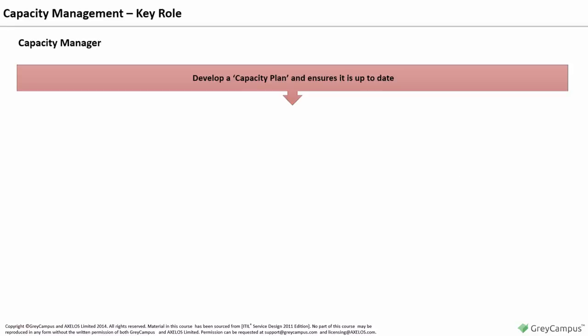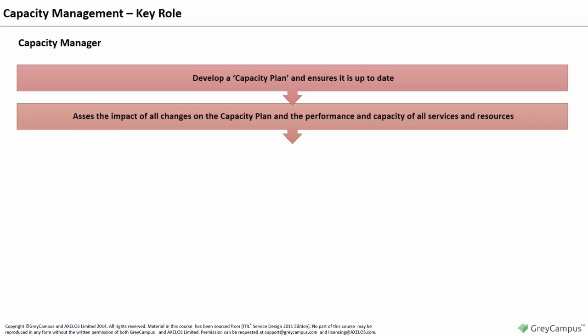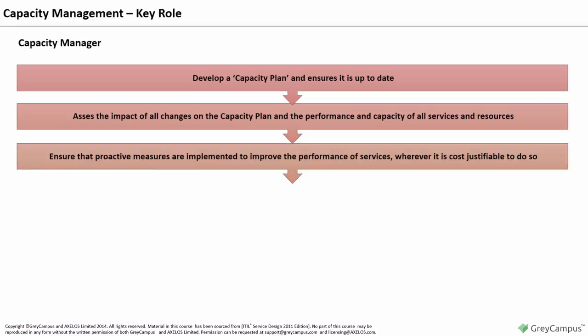The key role is capacity manager, who manages activities like developing a capacity plan and ensuring it is up to date, assisting with the diagnosis and resolution of performance and related incidents and problems, and assessing the impact of all changes on the capacity plan and the performance and capacity of all services and resources.